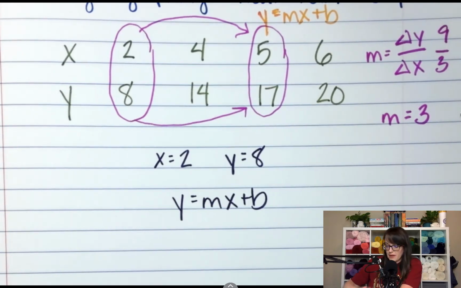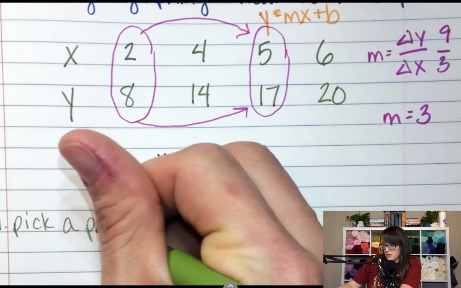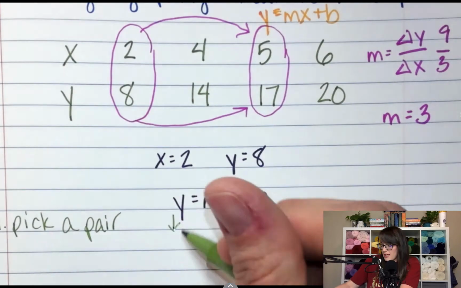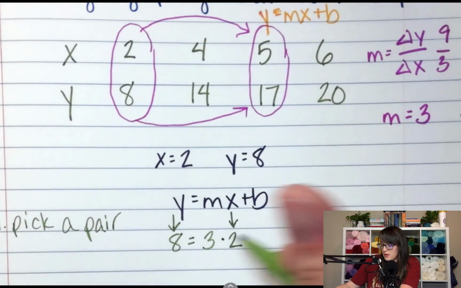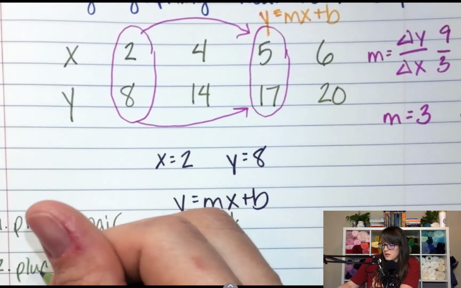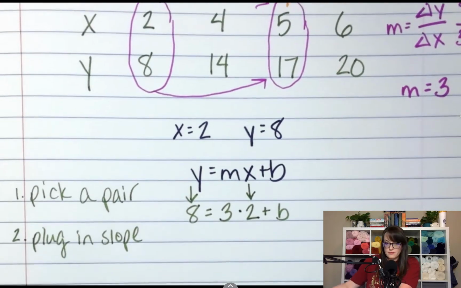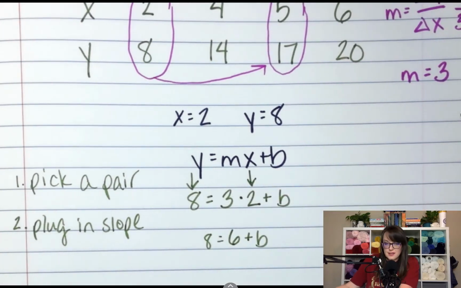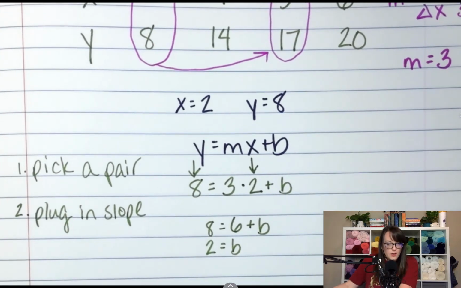So step 1, pick a coordinate pair. I'm going to use 2 and 8. So when x is 2 and y is 8, I know that slope is 3. You have to know slope for this one, but I don't know b yet. So I can do 3 times 2 is 6. What can I add to 6 to give me 8? 2. So b equals 2. That's another way to find the y-intercept.